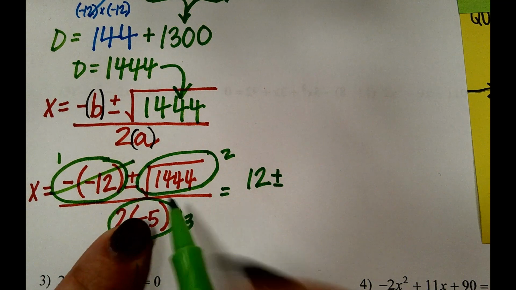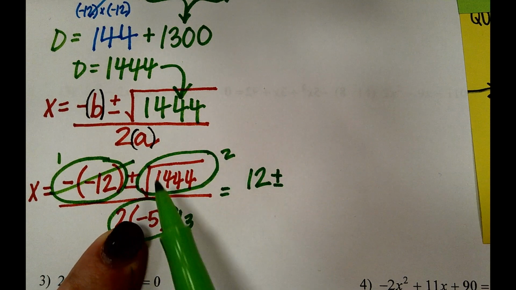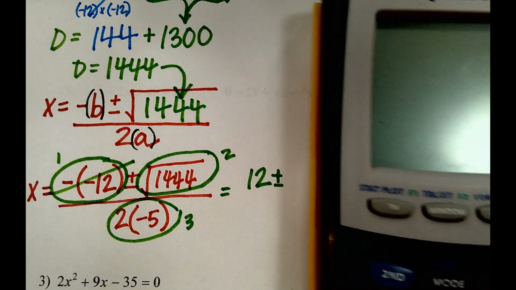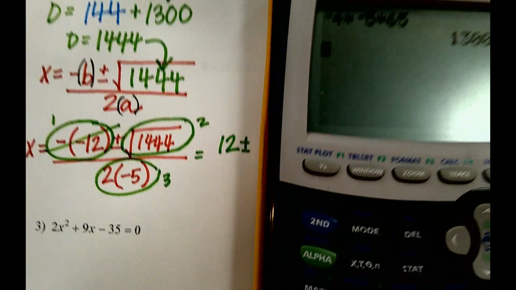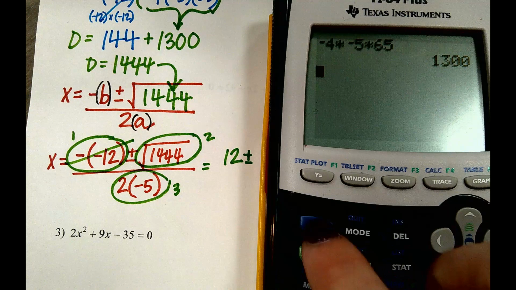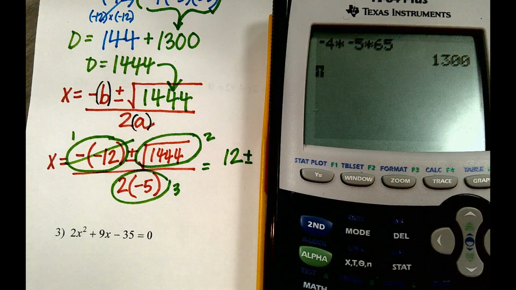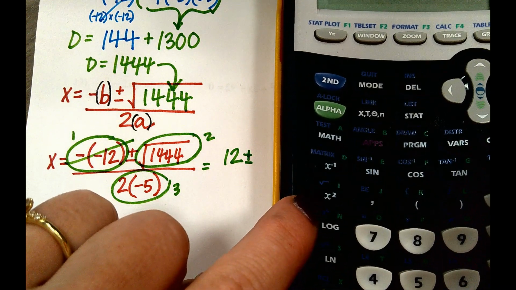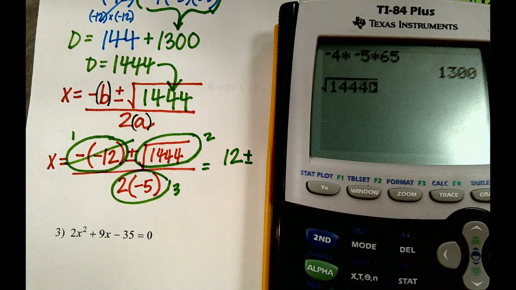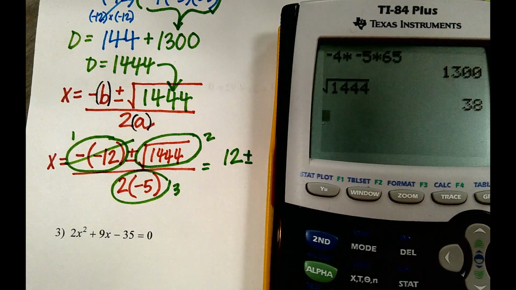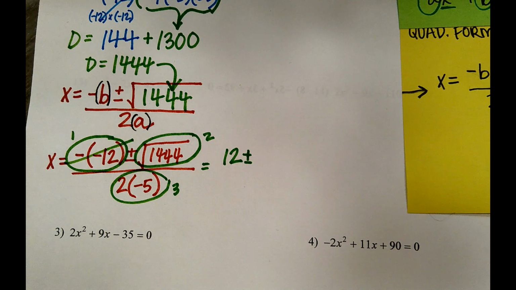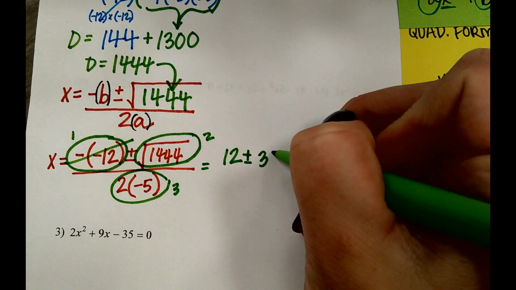Okay? Number 2, the square root of 1444. 38. Let's put that in our calculator. And in case we forgot, how do we do square root on the calculator? Second, that's the blue button, and then x squared. Now I'm just going to type my number, 1444, enter, and you get 38. So now, instead of the square root of 1444, I have 12 plus or minus 38.